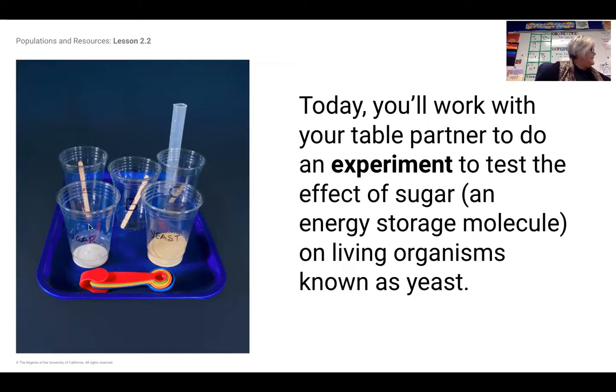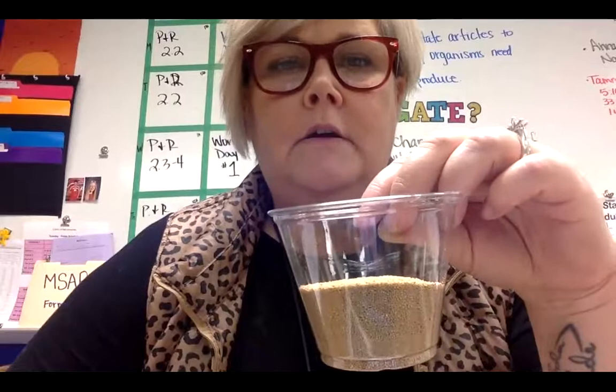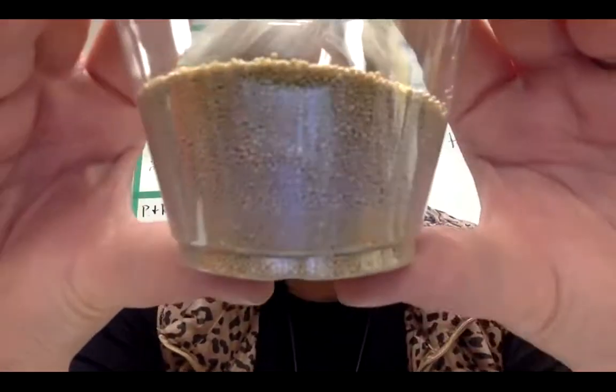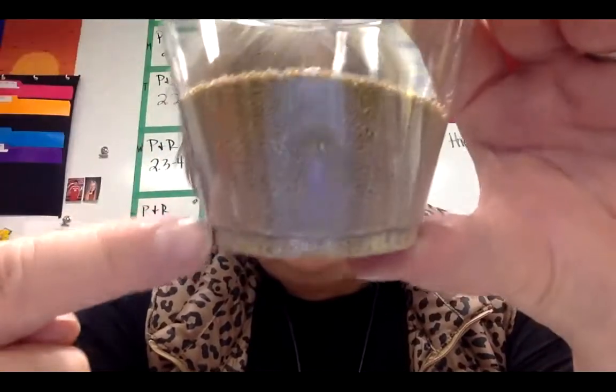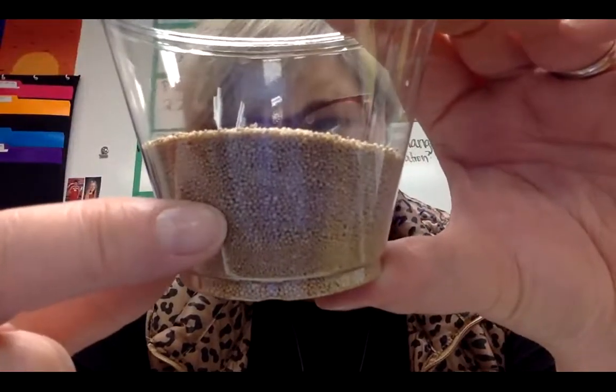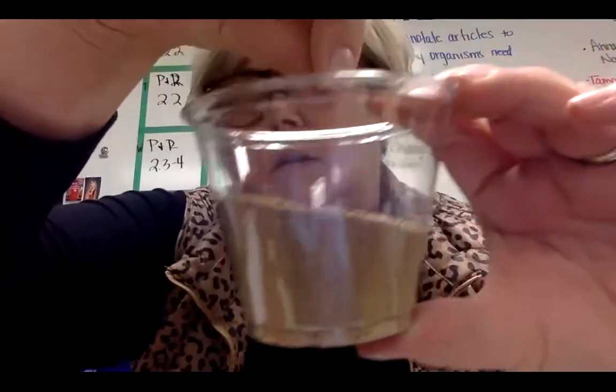You guys are going to see on your tray, I'm going to stop sharing here for 1 second. Okay, so on your tray, you're going to have this cup that's full of yeast. And if I bring it close to you, you guys will be able to see the individual grains. They almost look like grains of sand, right?